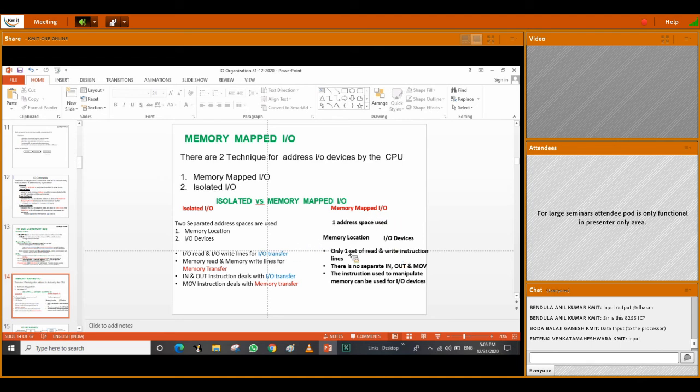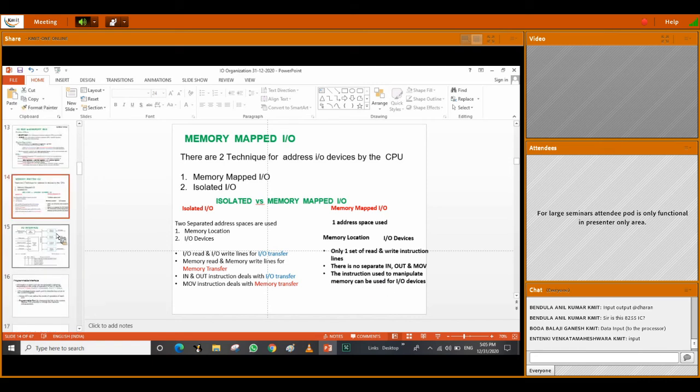In memory mapped IO, there is only one set of read and write instruction lines. There are no separate in and out and move instruction lines in memory mapped IO. The instructions used to manipulate the memory can be used for IO devices.